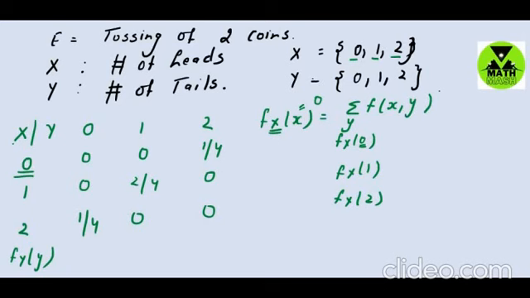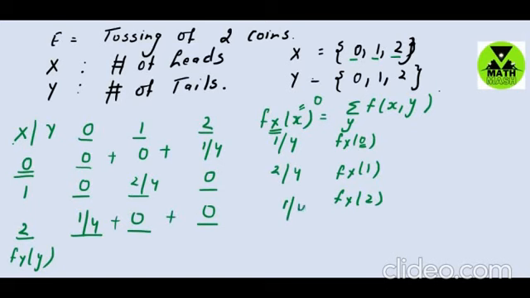When small x is equal to 0, summation over y values, that is y equal to 0, y equal to 1 and y equal to 2. So simply add up these values. So at small x equal to 0, this becomes 0 plus 0 plus 1 by 4, this is 1 by 4. Then corresponding to x equal to 1, summation over y values, this is 0 plus 2 by 4 plus 0, this is 2 by 4. Then corresponding to x equal to 2, summation over y values, this is 1 by 4 plus 0 plus 0, this is 1 by 4.